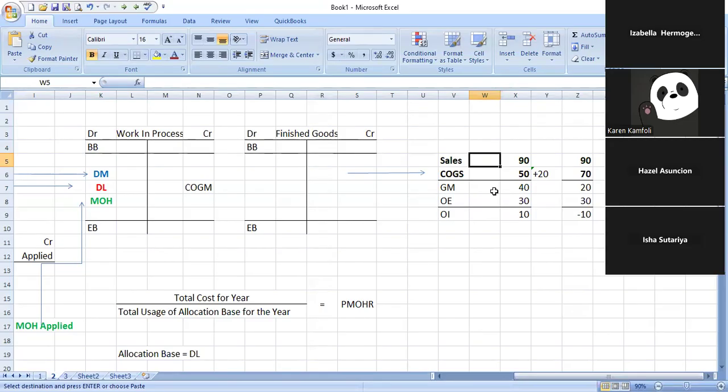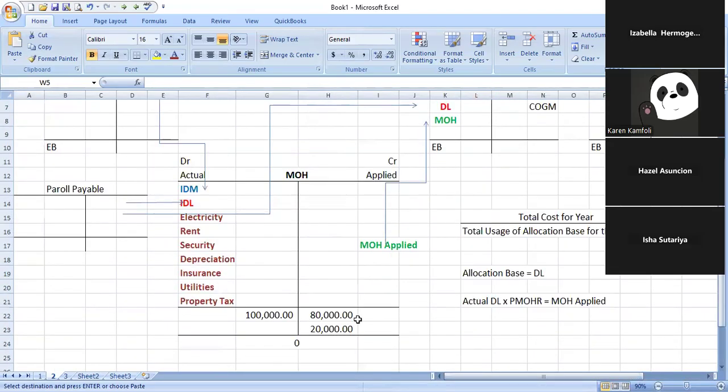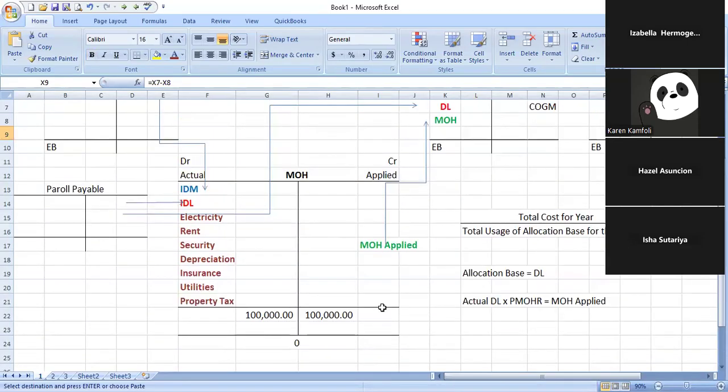So which scenario will be better? Over apply or under apply? Neither, right? The best will be to get it exactly correct. But again, in reality, that's never going to happen. They're always going to be under applied or over applied. The question is, how much is the difference? That will be the question.